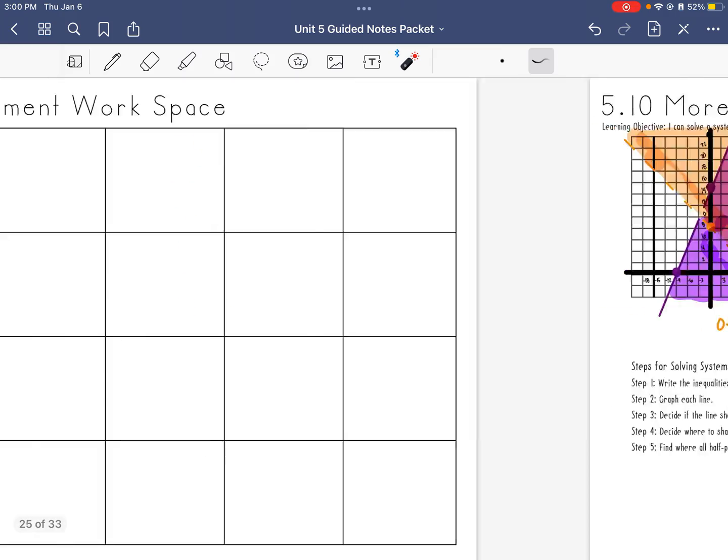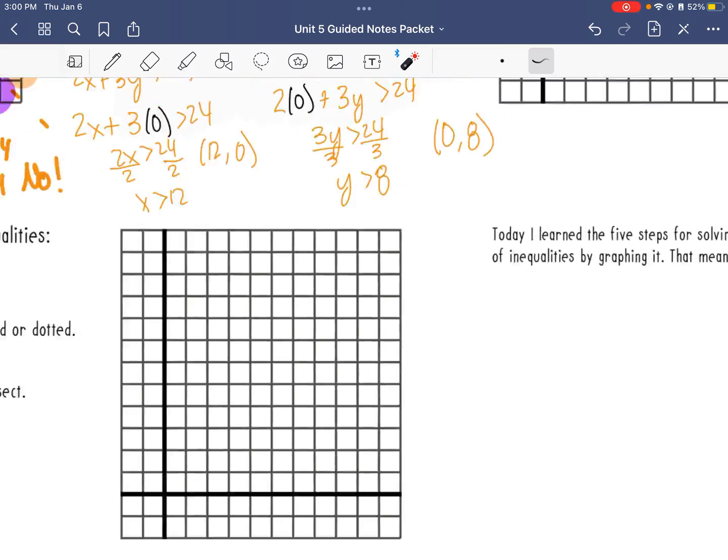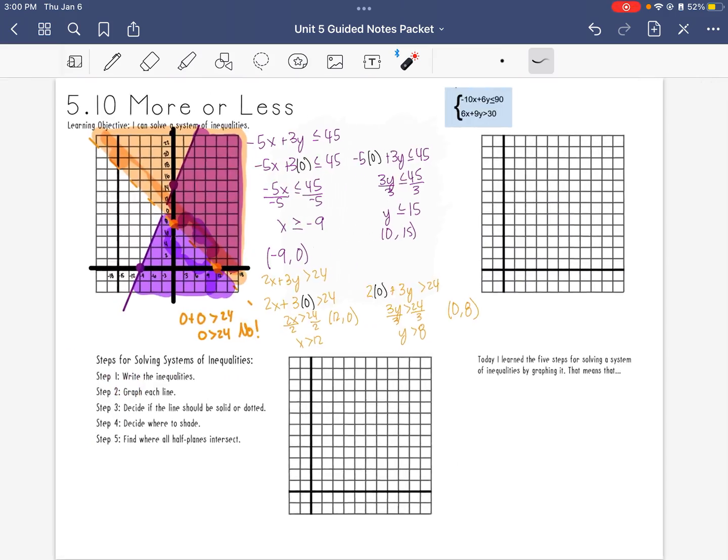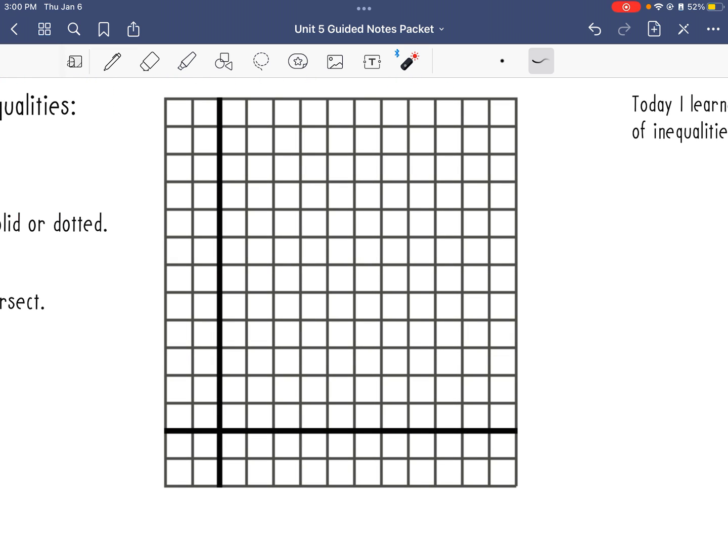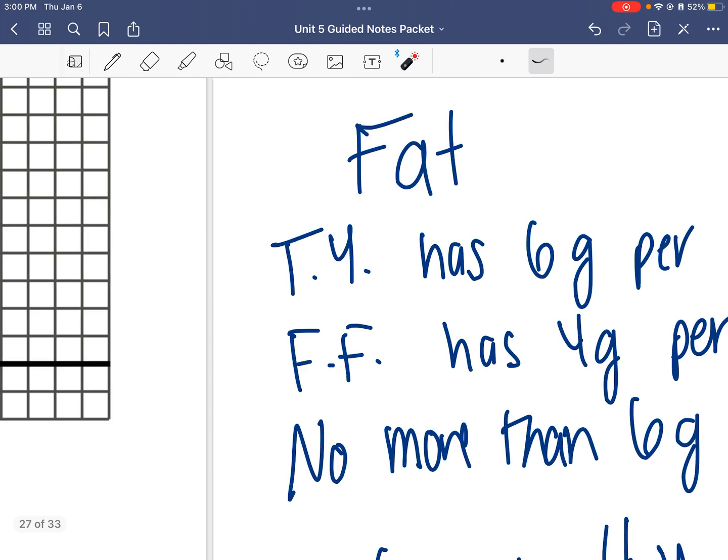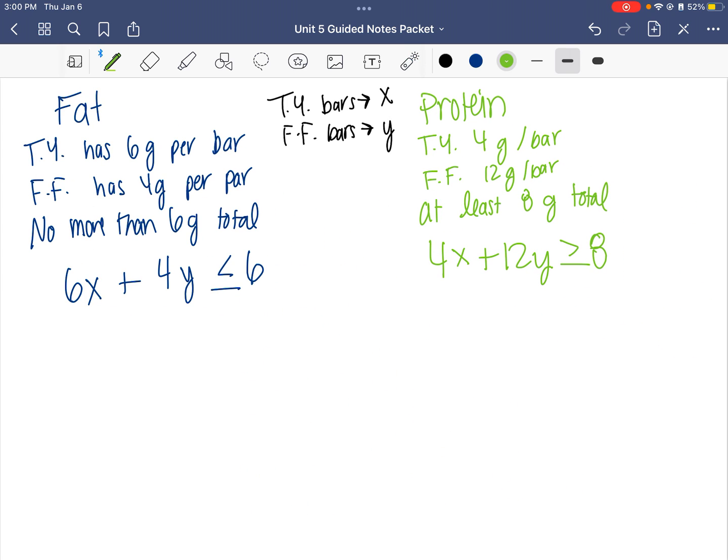Well, in order to graph on this graph that we have down here, we need to know what numbers we even need to put on this graph. So what we need to do is find our x and our y intercepts for both of these inequalities.